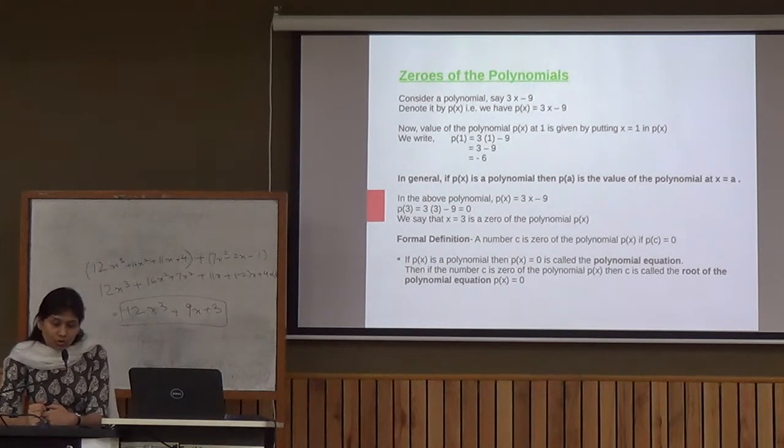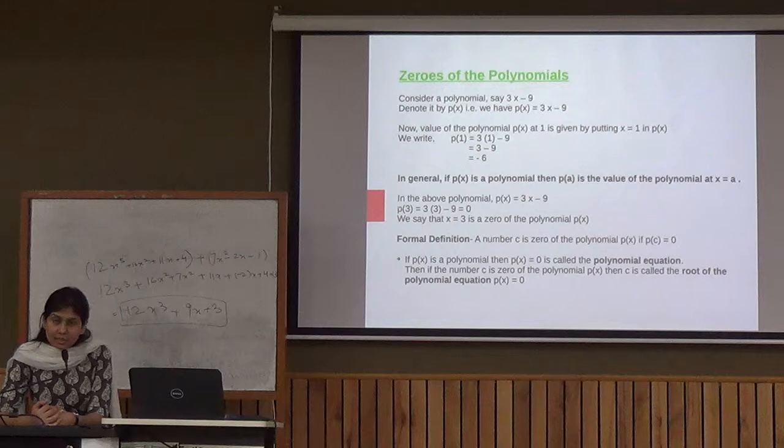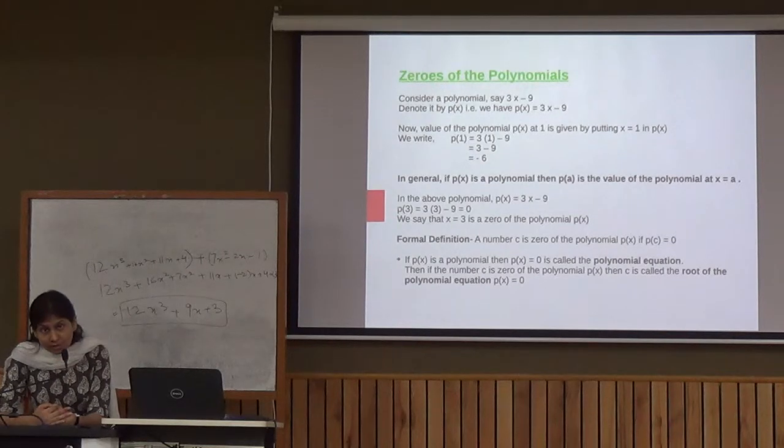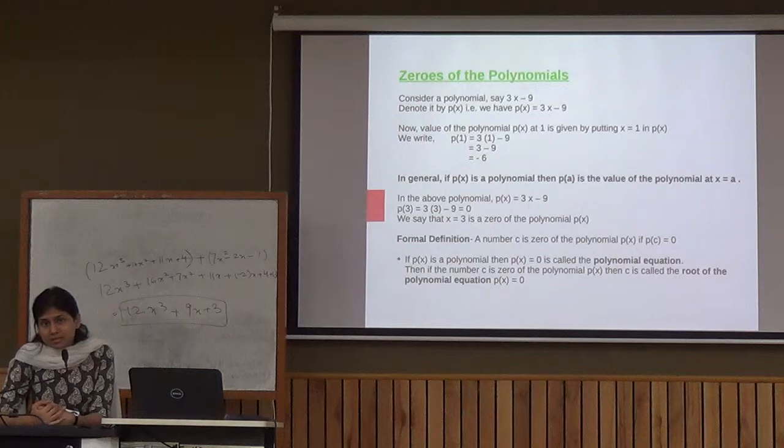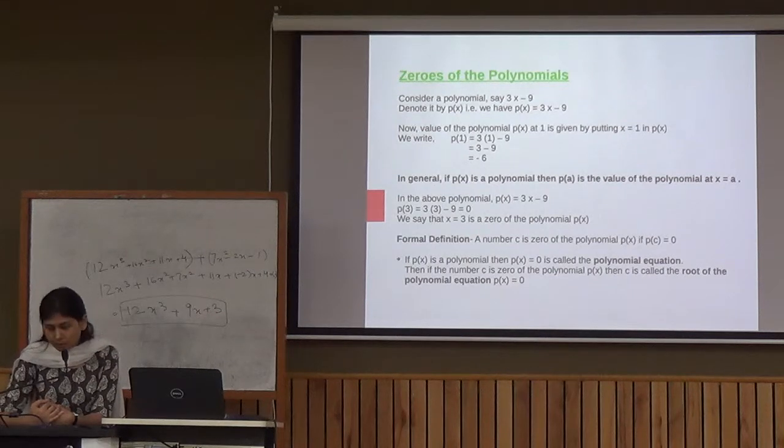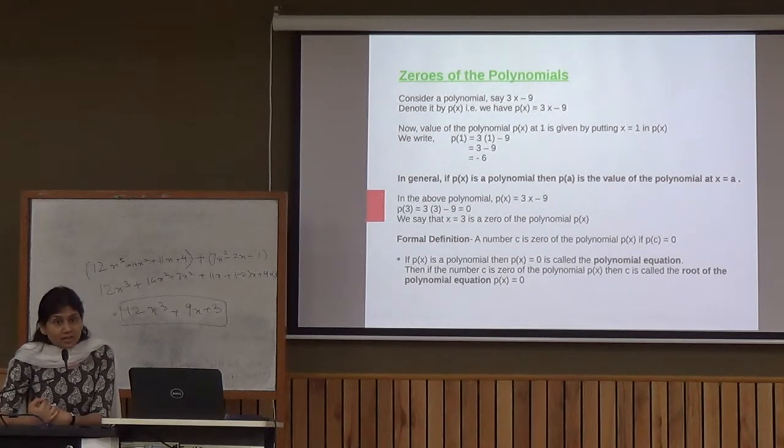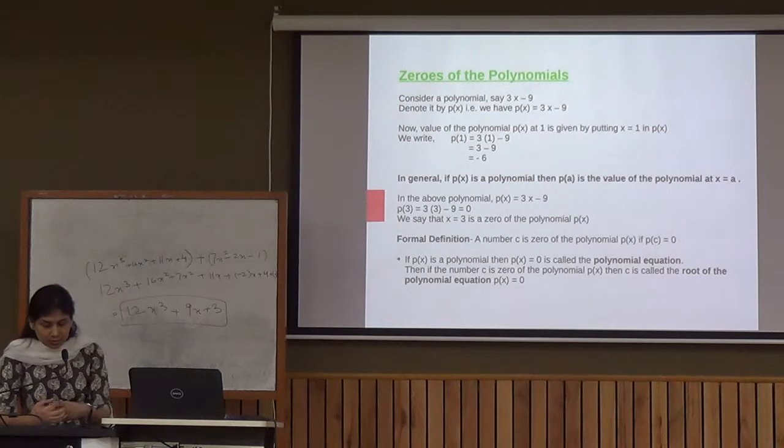The formal definition of zero of the polynomial is: a number c is a zero of the polynomial p(x) if the value of the polynomial at x is equal to c is equal to 0. Now, friends, note that if p(x) is a polynomial, then p(x) is equal to 0 is called the polynomial equation. Therefore, if we say that c is the zero of the polynomial, then we also can say that c is the root of the polynomial equation p(x) equal to 0.